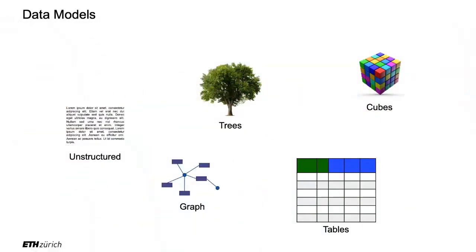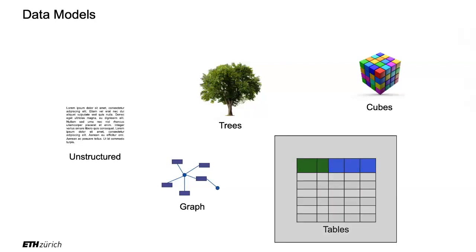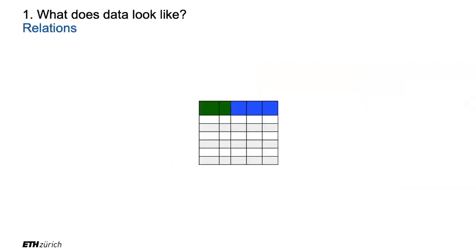So in terms of data models, we saw that there are 5 shapes: tables, cubes, trees, graphs, and unstructured data or text. And we are focusing on tables. Cubes we'll see at the end of the semester. All right. So today, the goal is to define this mathematically as a mathematical object.